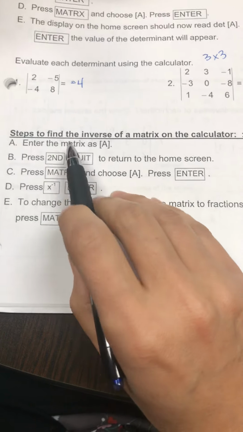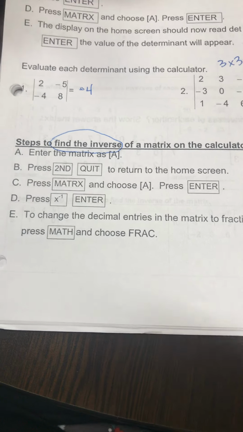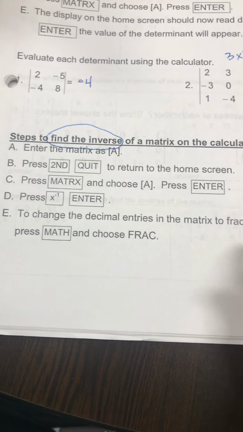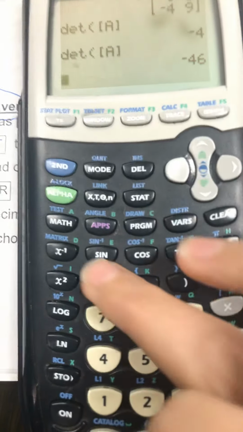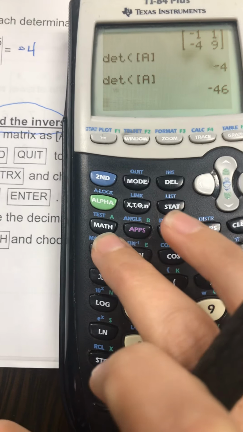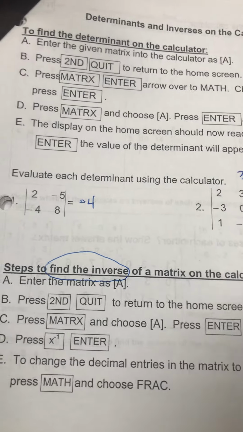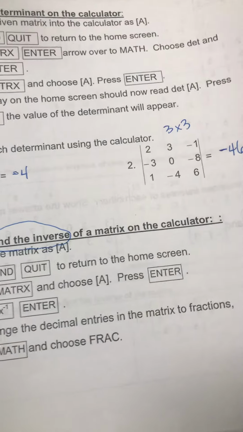Now in the notes, they're giving you step-by-step instructions on how to find the inverse. It's similar to what we just did, except you're going to use the inverse button, which is this one right here. The X to the -1 is the inverse key. So let's look at an example that's over on the other side of the page. Oh, my paper is stuck.